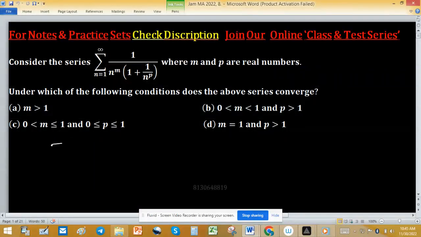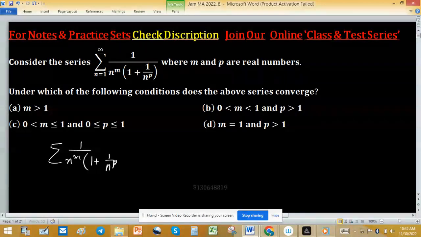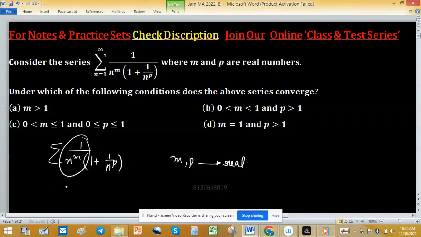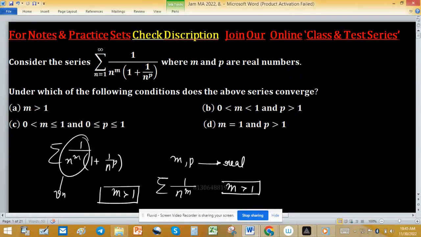Consider the series as given, summation 1 upon n raised to the power m, times 1 plus 1 upon n raised to the power p, where m and p are real numbers. Under which of the following conditions does the above series converge? So if you consider this first part as vn, this vn will converge when m is greater than 1. Apply the p series test: summation 1 upon n raised to the power m is a series, and this series converges when m is greater than 1.